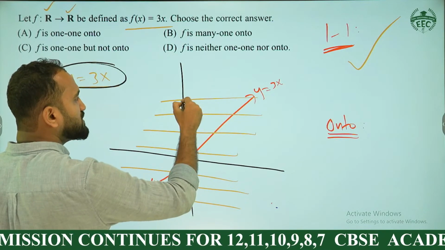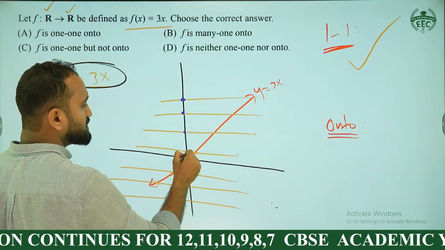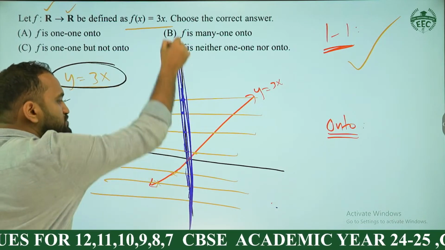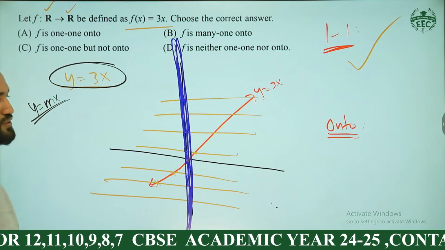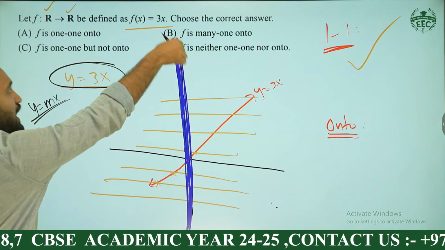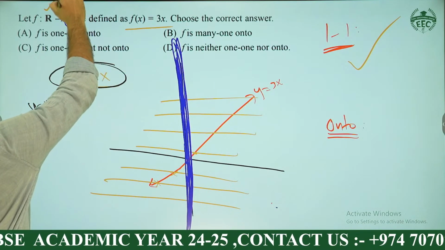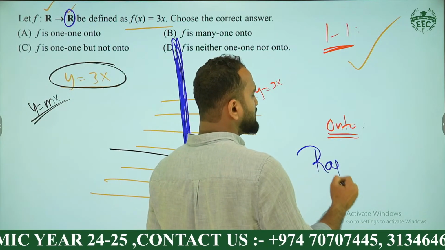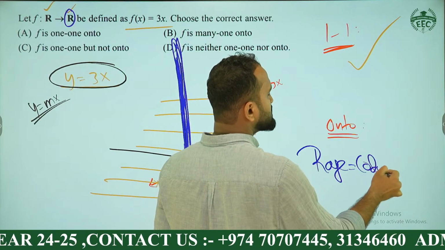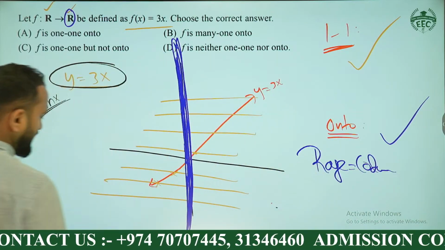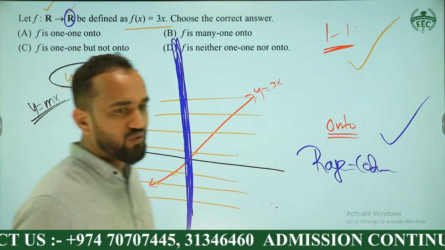merge. See, this value merges here, this here, this here, and so on. And the real numbers will be obtained. Yes or no? Yes. And the real numbers will be the range, and the codomain is always real numbers. It is given in the question. So I can say that your range is equal to codomain. Therefore, the function is onto. This is a graphical way of analyzing whether the function is 1, 1 or onto.